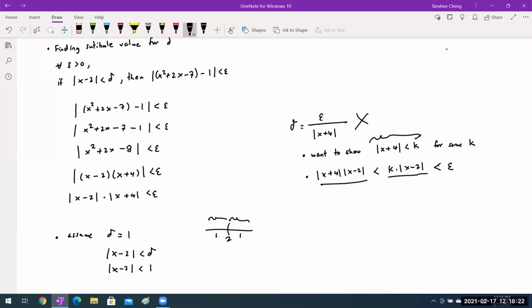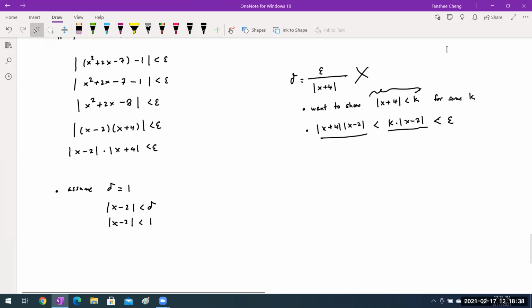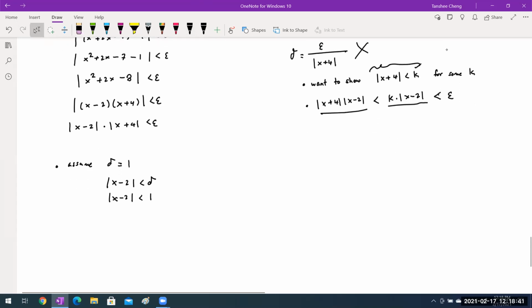But keep in mind that if we find one delta value that works, any x value within a smaller range interval will also work. So the purpose of choosing 1 is simply for good computation. Our goal is to find a k value that will bound the absolute value of x plus 4. By assuming that delta is 1, I'm going to work out that bound. According to the definition of absolute value, this is what I can get.